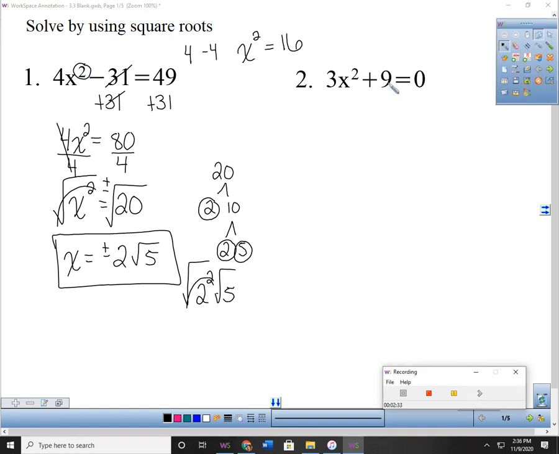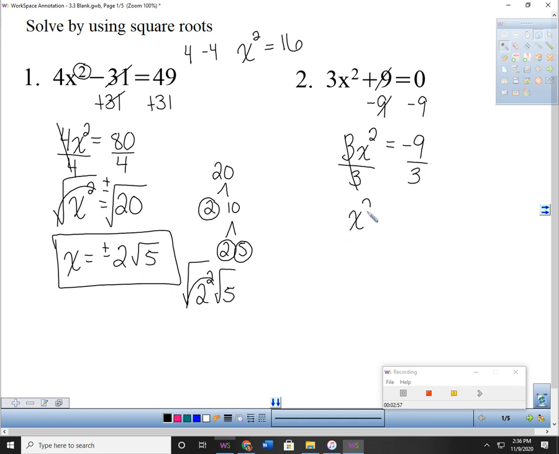So on number 2, the first thing we should do is subtract this 9. That gives me 3x squared is equal to negative 9. And then I'm going to divide by 3. So now I have x squared is equal to negative 3. And then to get rid of that square, I will square root, and I know that gives me a positive answer and a negative answer.